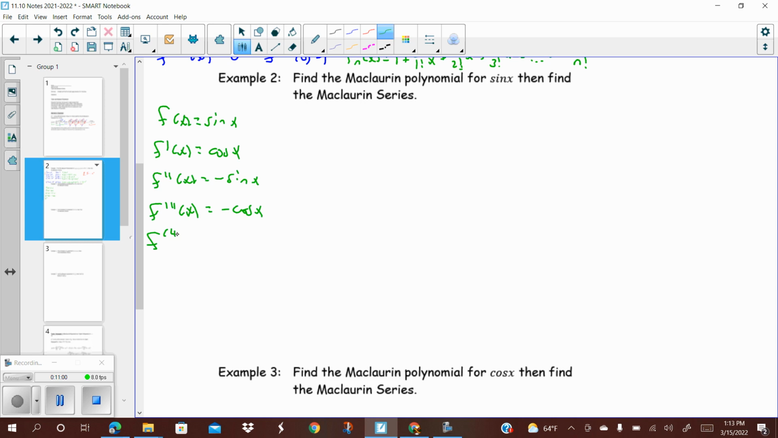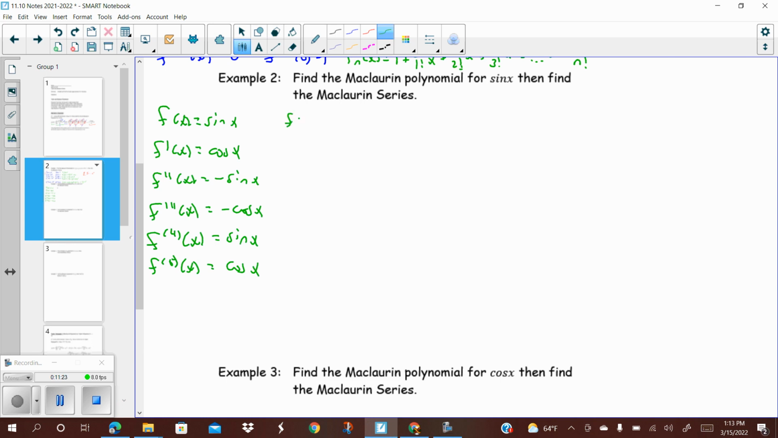The fourth derivative, remember that goes in parentheses now, is going to bring us all the way back to the original sine of x. And just because I know what's going to happen, I'll take one more derivative, which is then going to be cosine of x again. So that should give us enough to at least get going.